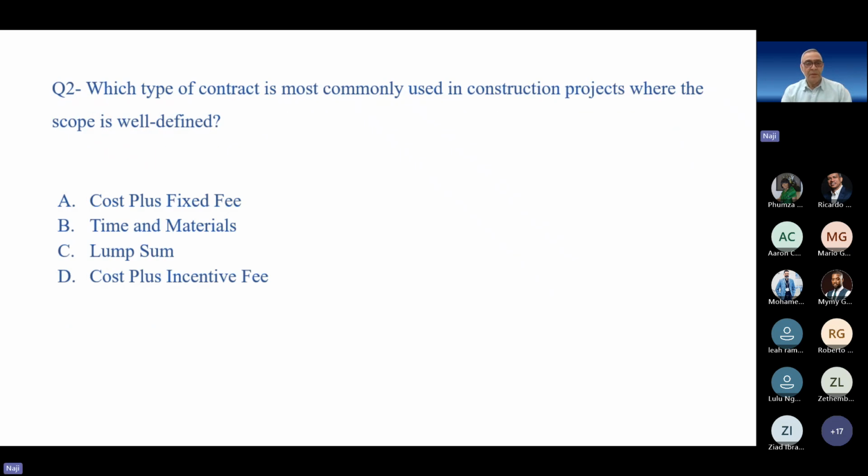Question number 2. Which type of contract is most commonly used in construction projects where the scope is well defined? Cost plus fixed fee, time and material, lump sum, or cost plus incentive fee? Again, you can either go to the chat box or mention it aloud.